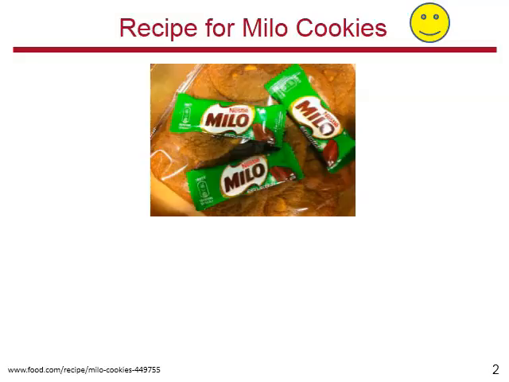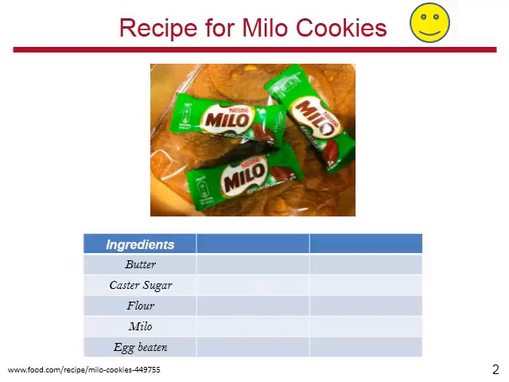Let's take an example. Suppose you want to bake Milo cookies. Now remember, in order to be a good chemist, you need to be a good cook as well. You need to know how to mix things in the right proportion so that the food tastes yummy. So let's take a look at some of the ingredients required to bake the Milo cookies. You need butter, caster sugar, flour, of course Milo, and egg beaten.